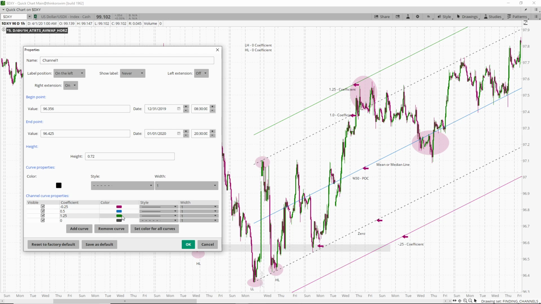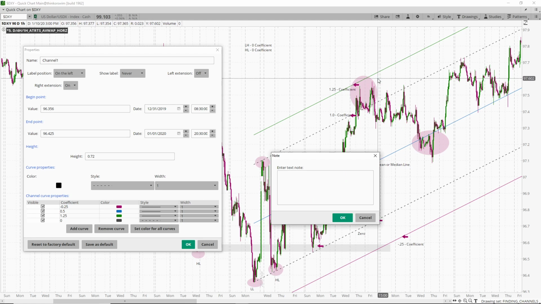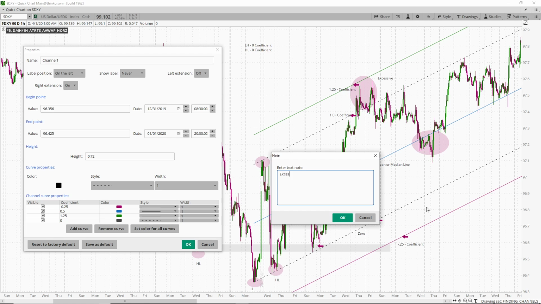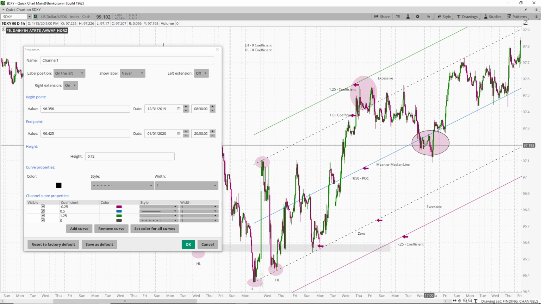Our green line represents the 1.25 coefficient. Our 0.5 is our median line, and our negative 25 is the lower end. So what we've just done is identify some areas where there may be excessive amount of trading, and in an uptrend, excessive to the downside, where potentially you might want to be a buyer.